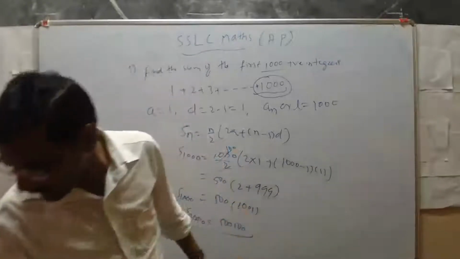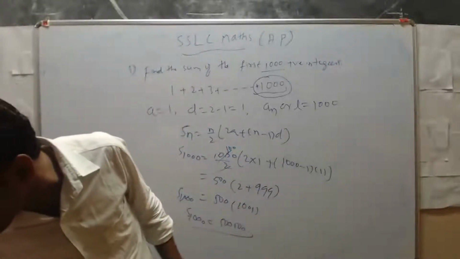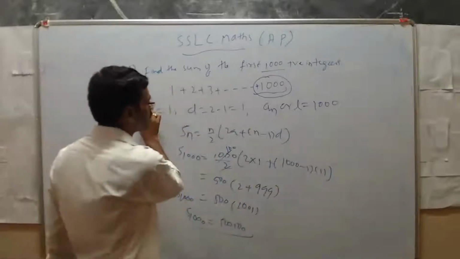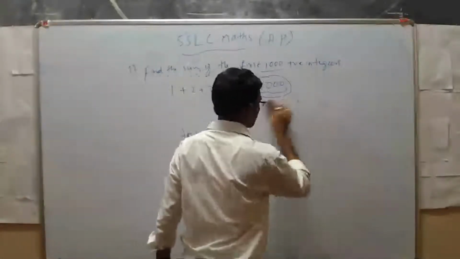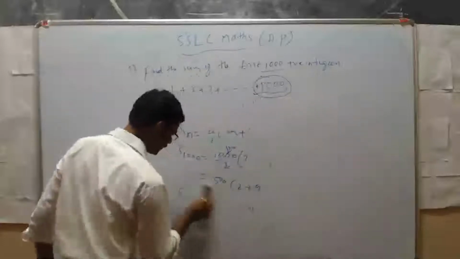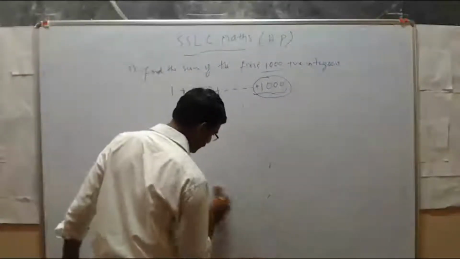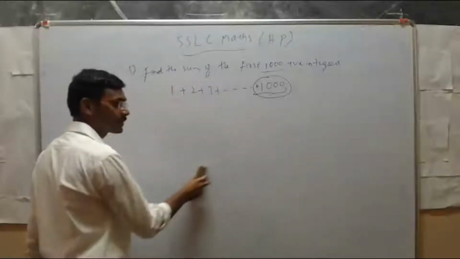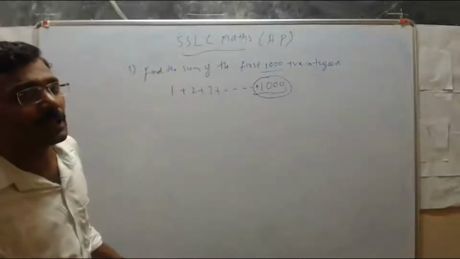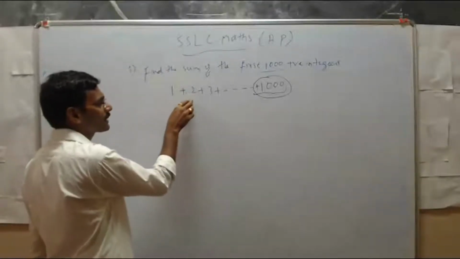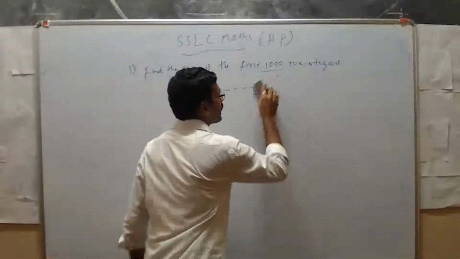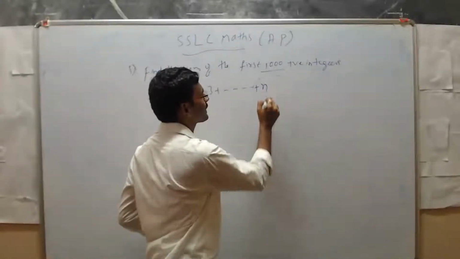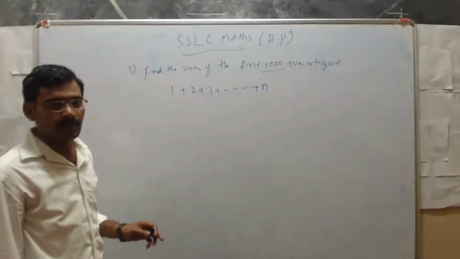Okay. Next, the second one: the first n positive integers. Keep in your mind, students, it is a very important formula problem. It is also considered as one of the formulas. For the first n positive integers, the first term is 1, the second term is 2, the third term is 3. We don't know the last term. The last term is considered as n.